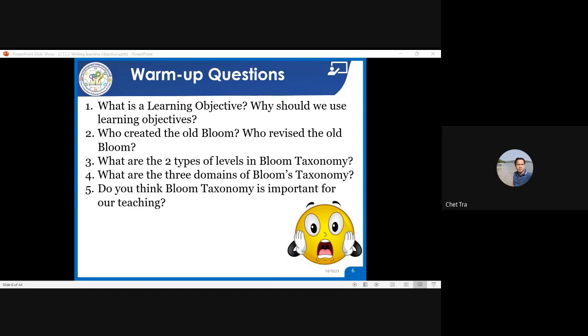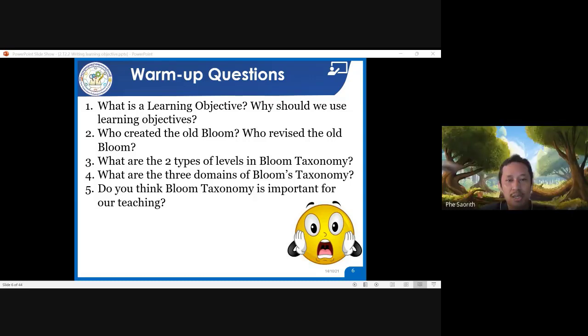Let me try, teacher. Okay, the first domain is the cognitive domain. The second is the affective domain, and one more is the psychomotor domain. Okay, you are right. Well done. So there are three domains of Bloom's taxonomy: the cognitive domain, the psychomotor domain, and also the affective domain.